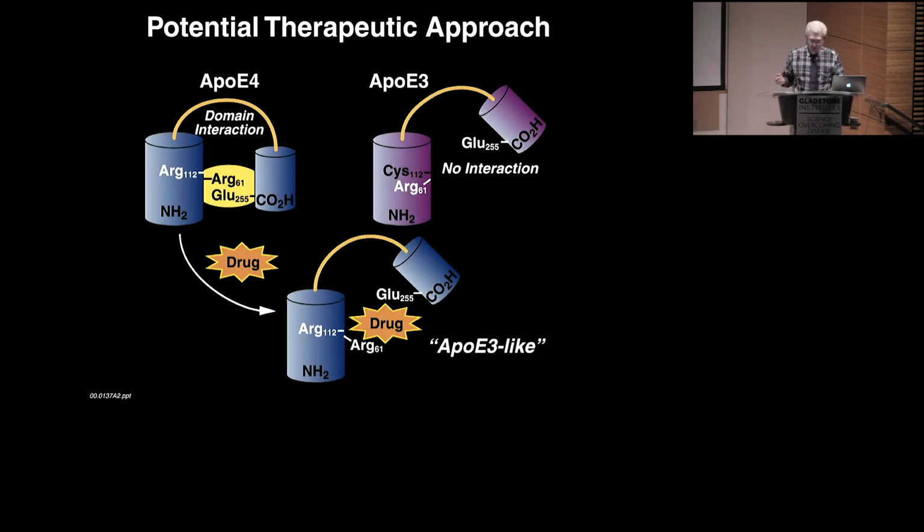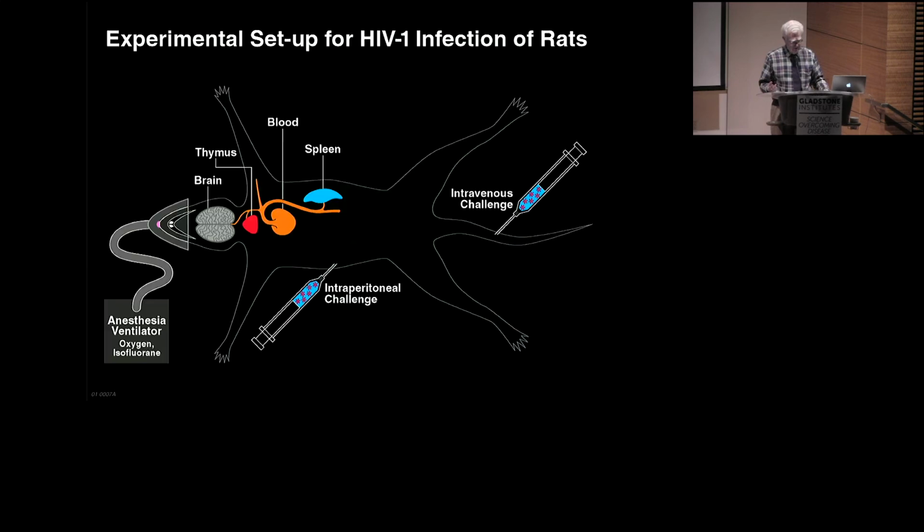Now I can even use a simpler slide, and I do use a slide like this. Same thing. This ionic interaction between arginine 61, glutamic acid 255 in ApoE4. It doesn't occur in ApoE3. So you can create different versions, different degrees of complexity that you want to show.